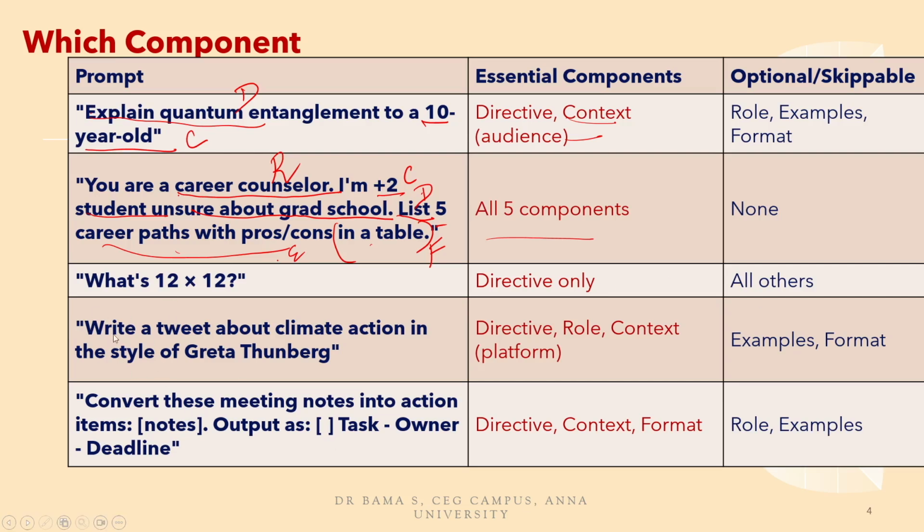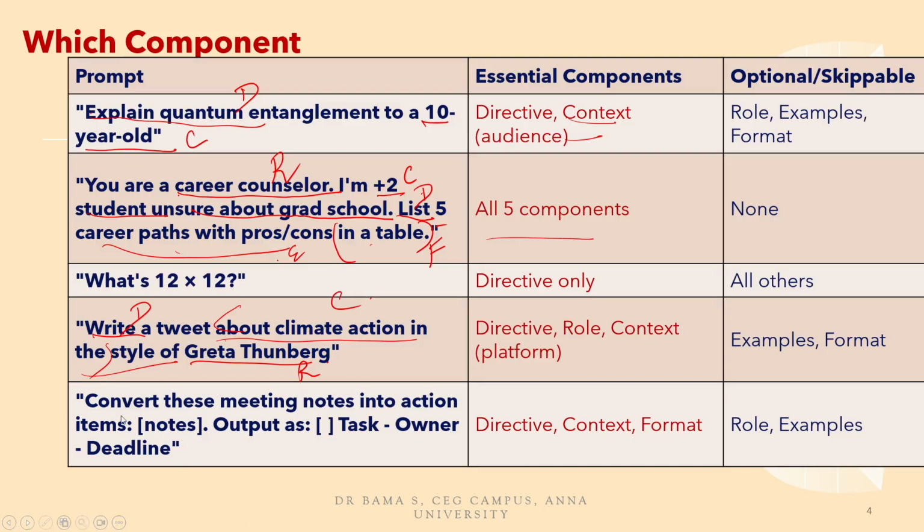Fourth example is write a tweet about climate action in the style of Greta Thunberg. Here, write is a directive, and in the style of this prescribes the role. About climate action in this prescribes the context. So, there are 3 components listed here: directive, role and context. Examples and formats, the other components are optional.